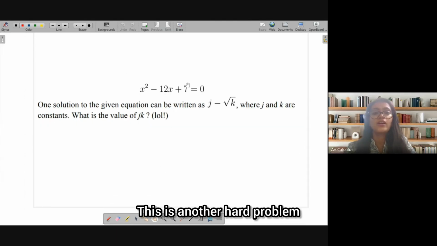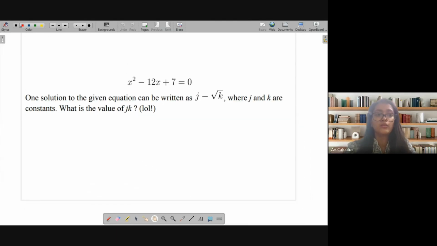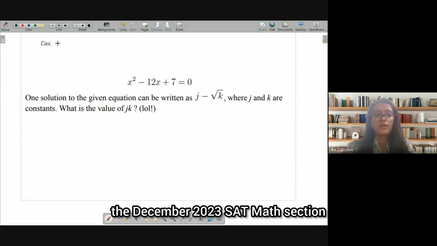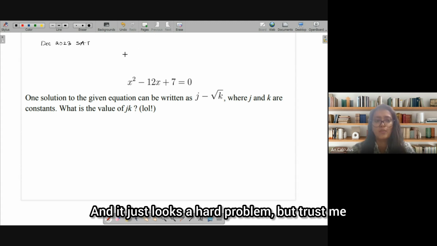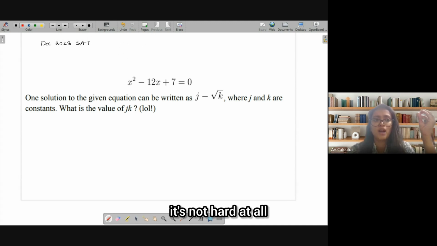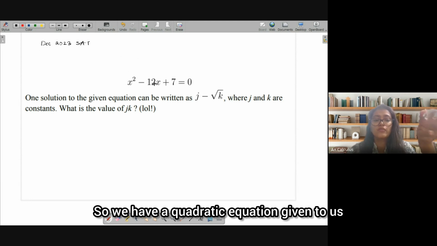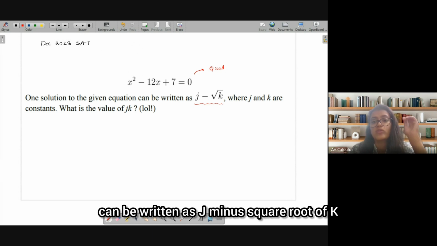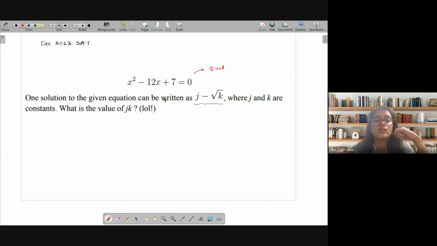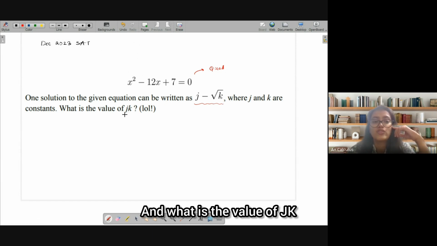This is another hard problem, which actually came in the December 2023 SAT math section. It just looks like a hard problem, but trust me, it's not hard at all. So we have a quadratic equation given to us, and it says one solution to the given equation can be written as j minus square root of k, where j and k are constants. And what is the value of jk?